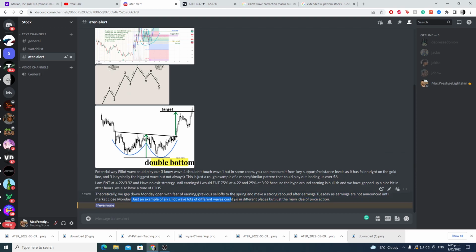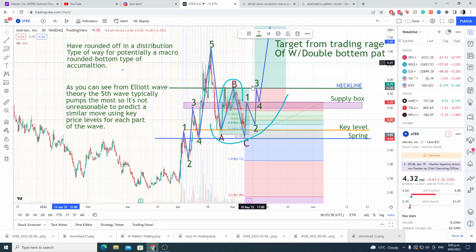This is just an example of how Elliott wave could go in a lot of different places. This might not be the way that Elliott wave plays out, but it's a rough idea of what could happen. Now, this might not ever happen. It might just come here, which we've already bounced off kind of. It might just be bouncing off of this and play out into this type of Elliott wave.